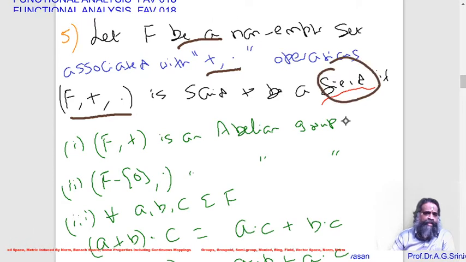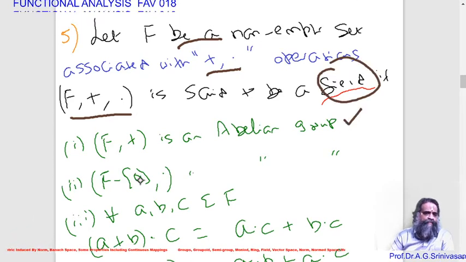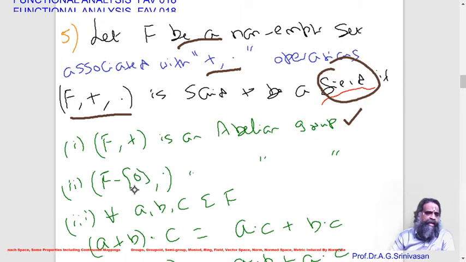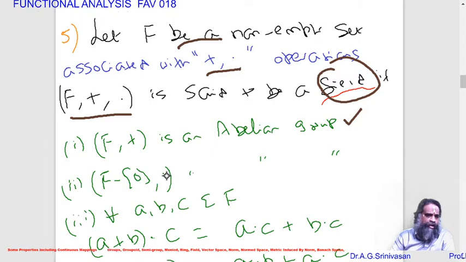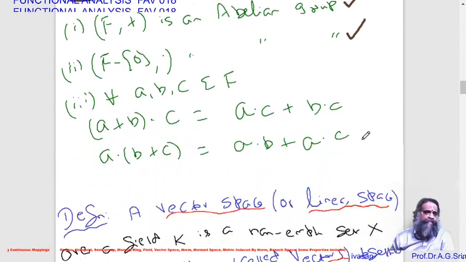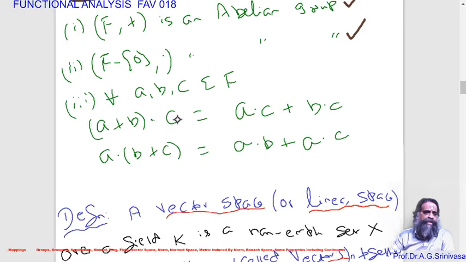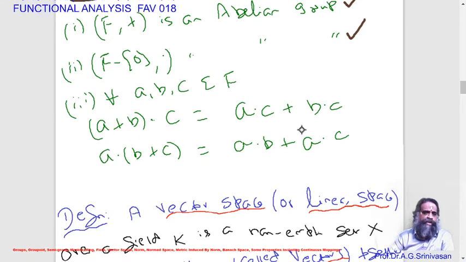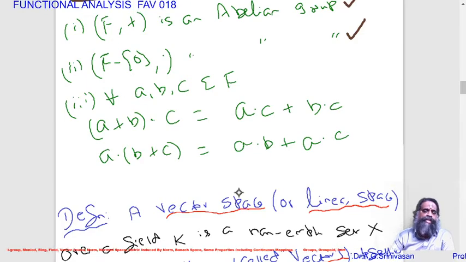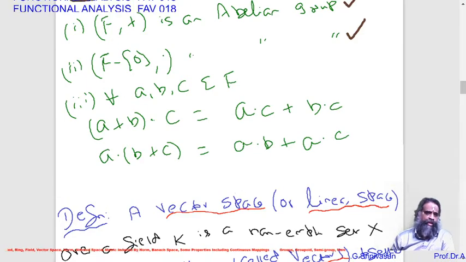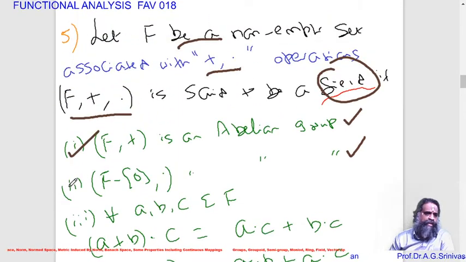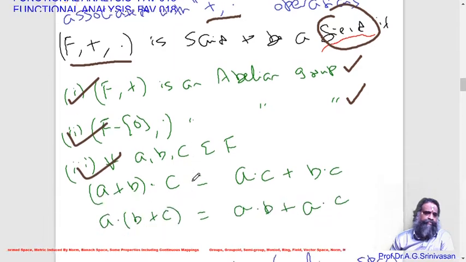If F, plus is an abelian group, F minus 0, that is, other than the additive identity, all the elements under the dot is again an abelian group. And for every a, b, c belongs to F, (a plus b) dot c is equal to a dot c plus b dot c, and a dot (b plus c) is equal to a dot b plus a dot c. The distributive laws are satisfied. So a field is the one satisfying this, this and this.